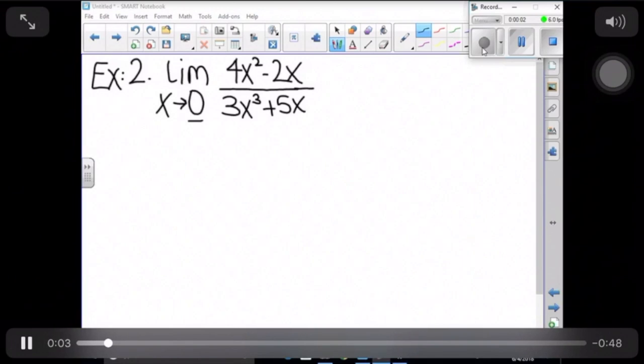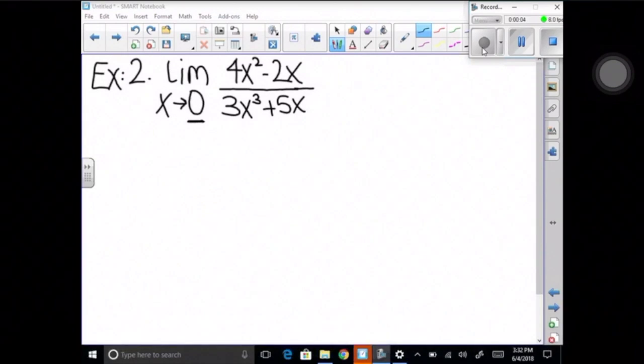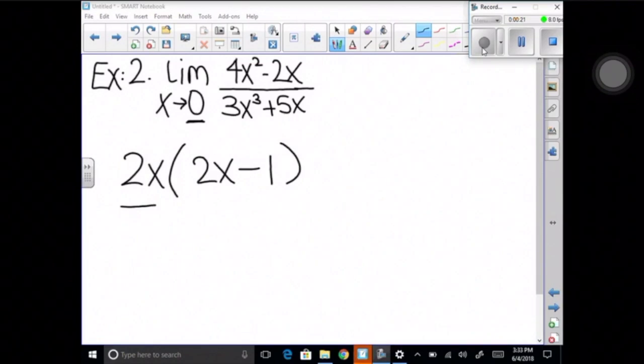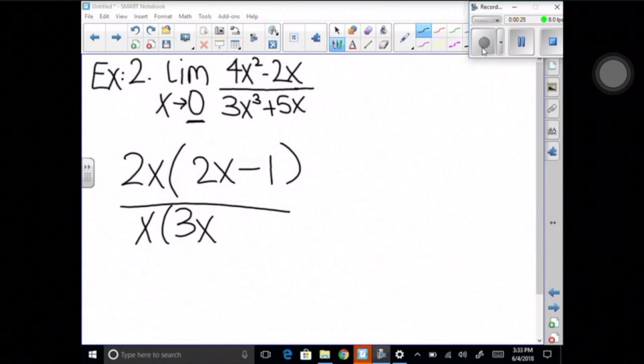Alright, so for example 2, your a value is 0, and if you plug that into the equation, you can see that it will be undefined once again. So you want to factor. For the top, you just take out a 2x, which leaves 2x minus 1. And then for the bottom, take out an x, which leaves 3x squared plus 5.